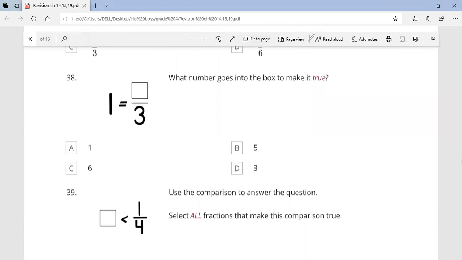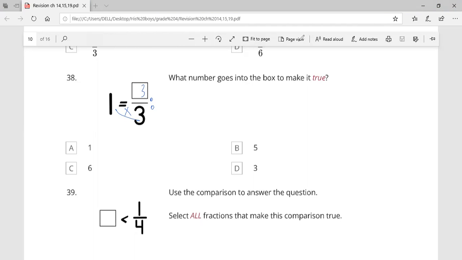We can solve it as an exercise and check your answer. Here we have 1 equals what over 3. We can do the opposite because here is a division. We can multiply 1 multiplied by 3, we get 3. And we know that a number divided by itself gives 1.